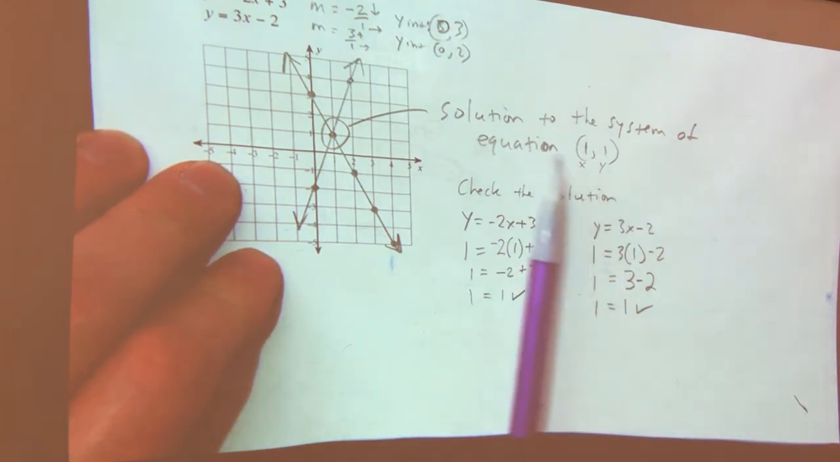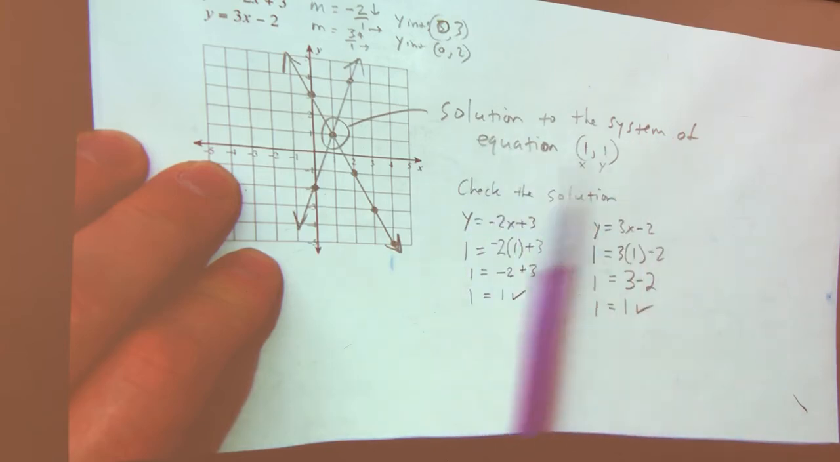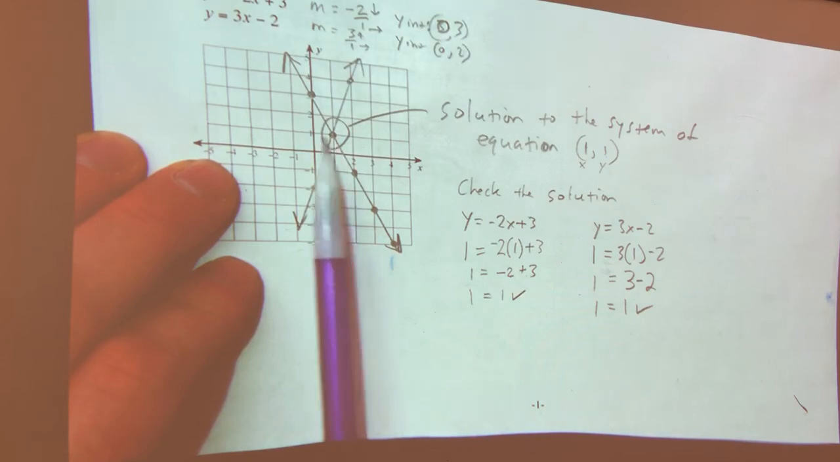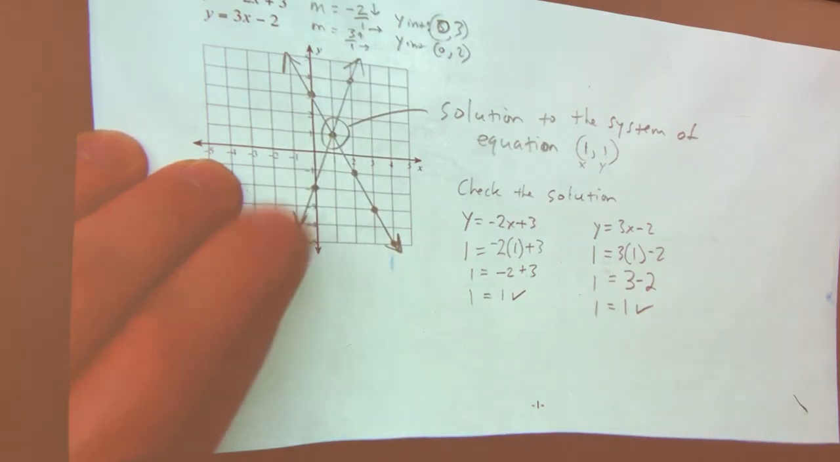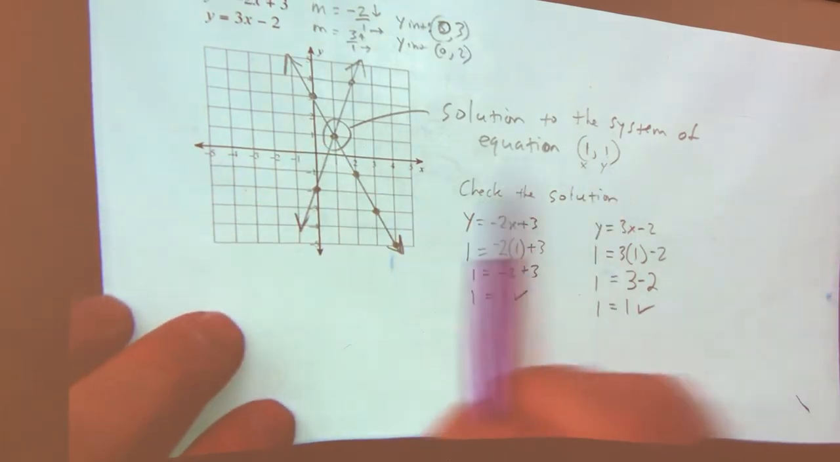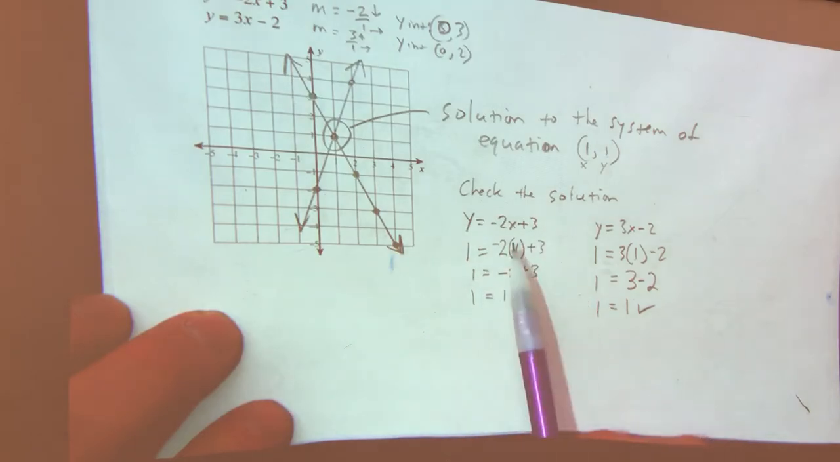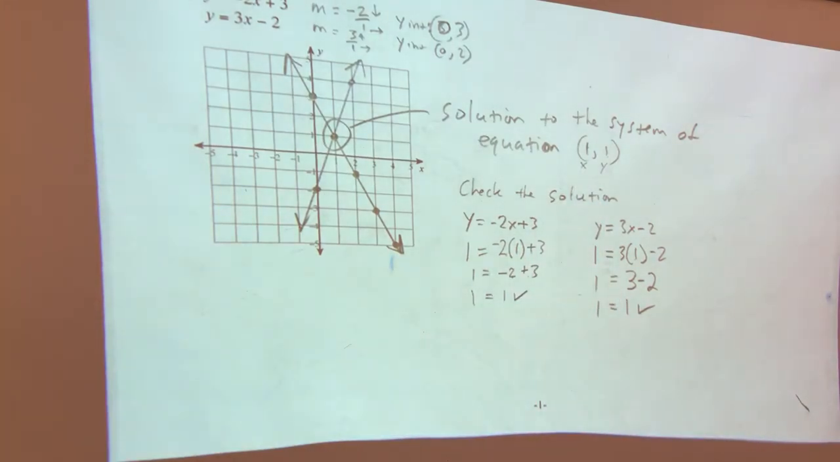So this is the solution to not just this equation and this equation, but the solution to the whole system, meaning both these equations together. And we can see that if we graph them together, the point of intersection, right? That's the point they cross, the point (1, 1). So our solution, we see it on our graph as the point of intersection, and we see that that solution works in both equations. So that's how you solve a system of equations by graphing.